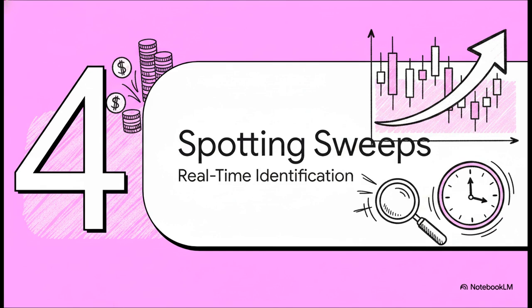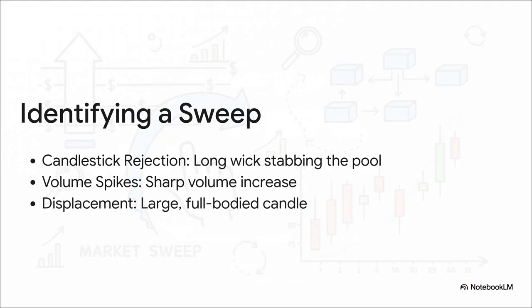All right, Section 4. Let's talk about spotting these sweeps in real time. So, how do you spot a sweep instead of getting faked out by a standard breakout? You gotta watch the charts for 3 specific footprints. First up, candlestick rejection. You're looking for a long wick stabbing violently right into the liquidity pool, but crucially, the body closes back inside the previous range.